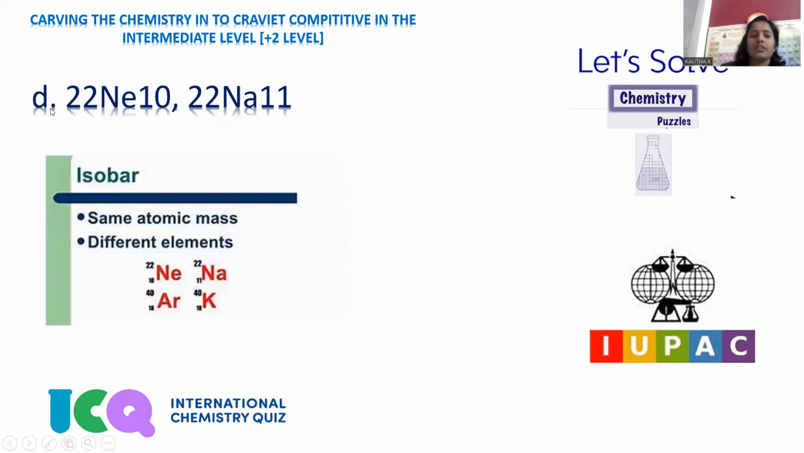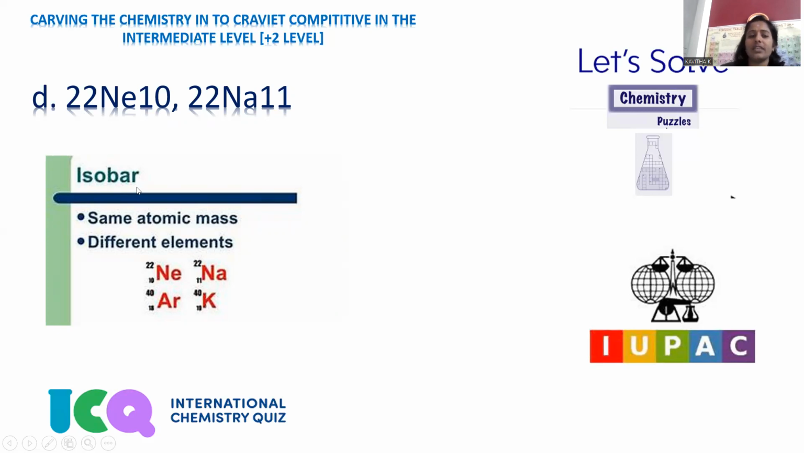Go with the last option, option D, where we have neon, a noble gas. Atomic number is 10 and atomic mass is 22, whereas sodium has atomic number 11 and atomic mass 22, right? If you observe, both the elements are different. Atomic numbers are different, but their atomic masses are similar. In that case, we can say these are called isobars.